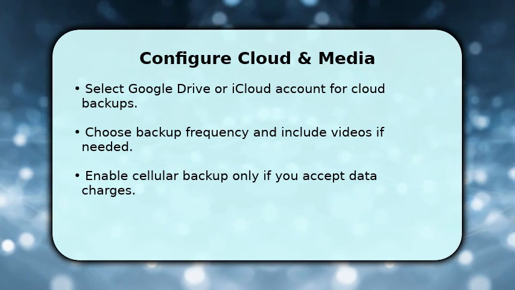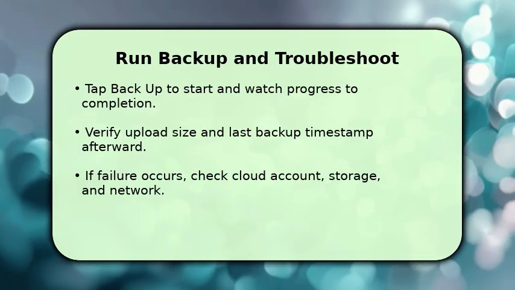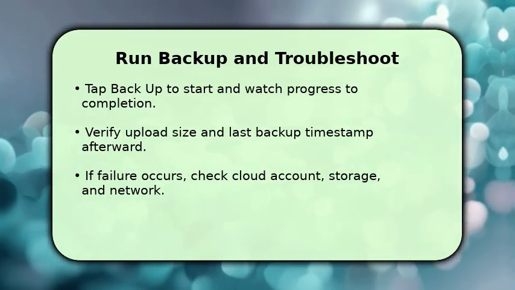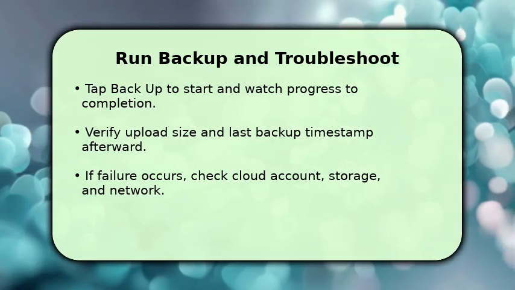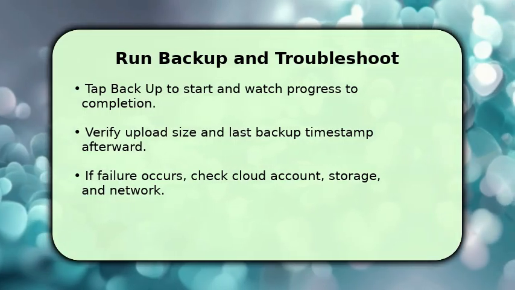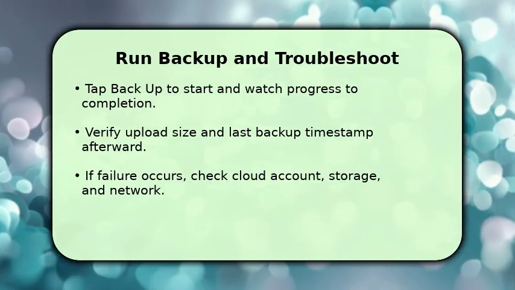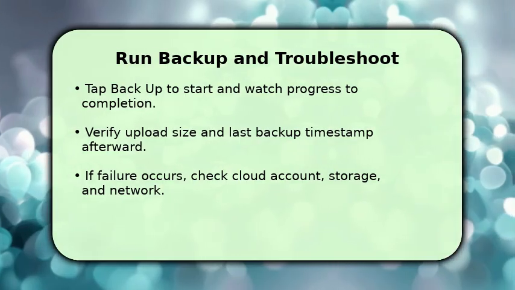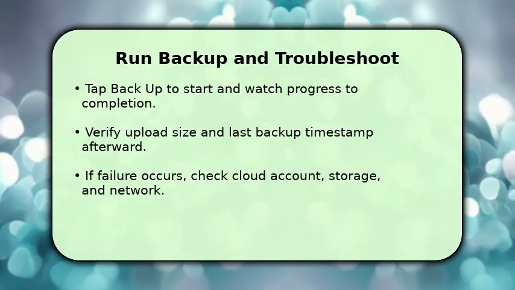You finish by initiating the manual backup and confirming success. Tap Backup and watch the progress indicator until it reaches 100%. This confirms the full archive uploaded. Once completed, verify the timestamp and file size so you know the latest snapshot is safe. If something goes wrong, first recheck cloud account sign-in and available storage, then confirm Wi-Fi stability and retry. A common quick fix is signing out and back into the cloud service or freeing up space before attempting again.